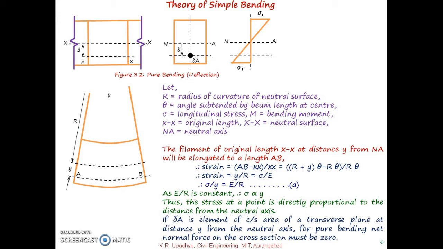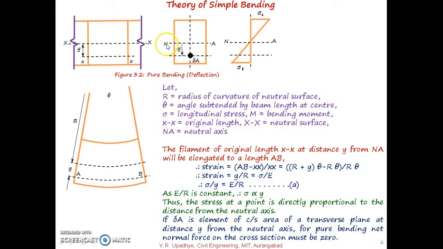So if we now consider delta A as an element of cross-sectional area of a transverse plane, as shown in this diagram, the elemental area of cross-section at distance y from the neutral axis, then for pure bending, the net normal force on the cross-section must be 0. So what is the meaning of that?